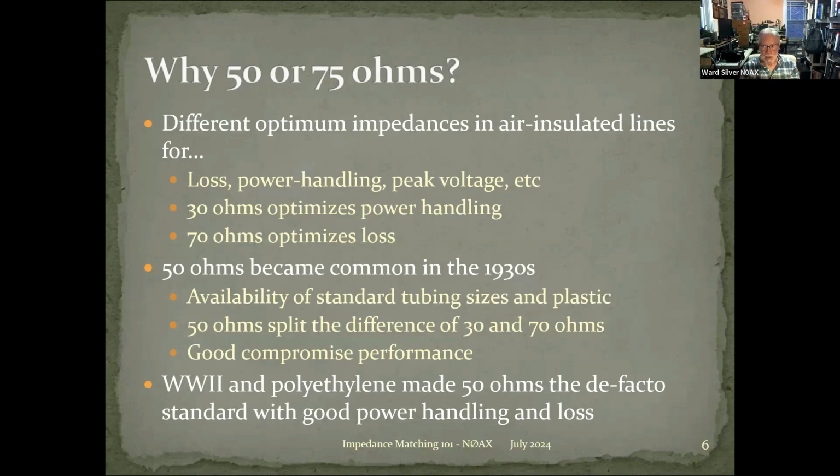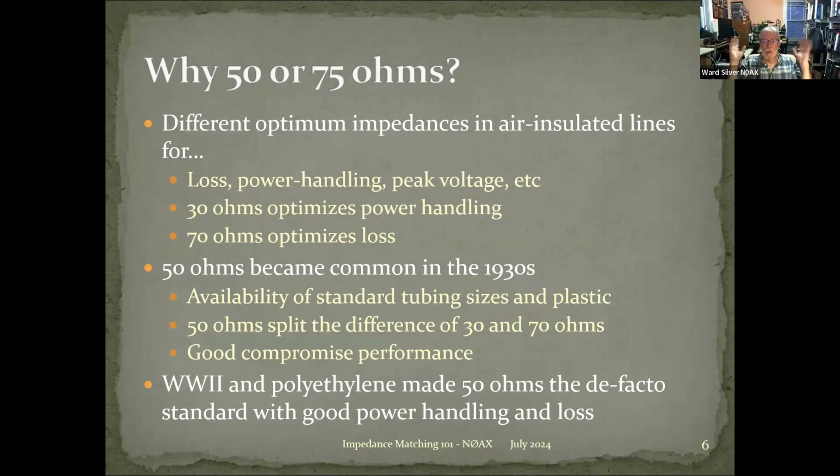It was easy to make a coaxial cable that would use plastic as its center insulator and its jacket. And if you ever get a chance to watch a machine that makes coaxial cable, I highly recommend that you look at it, because it's a really fascinating process. So anyway, I said, okay, well, we got 30 ohms for power handling and 70 ohms for loss. What do we do? Well, basically, you split the difference, okay? And 50 ohms, it was easy, it was convenient, it was right in the sweet spot between the two optimums. Problem solved. So good compromise performance.